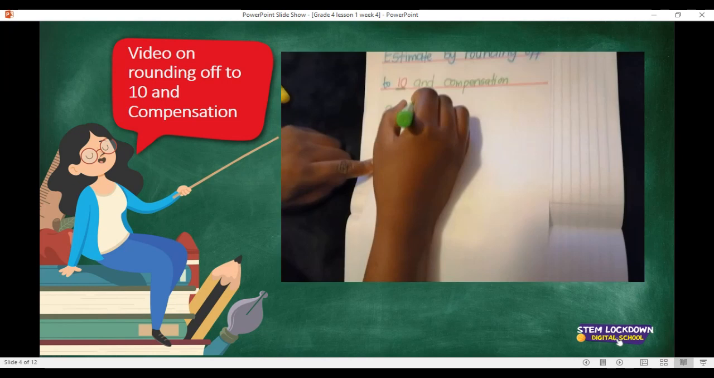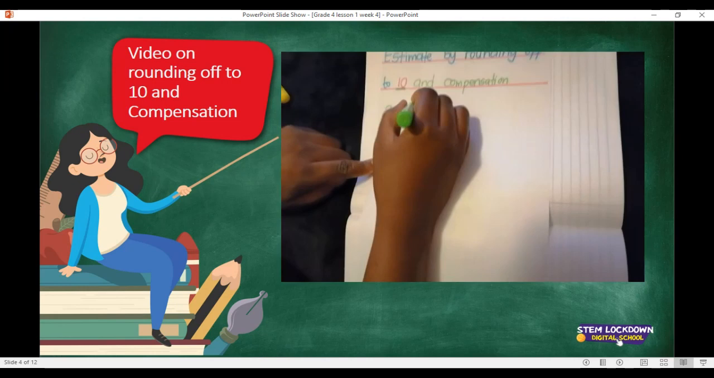Okay, as I was saying, we're rounding off to 10, and you see I'm going to write some numbers. So the first number that we're adding is 22. We're adding 22 plus 47. So let's look at that number. It's 22 plus 47. So this is not you adding what is 22 plus 47. Remember the method that we are using. We are using rounding off and compensation.